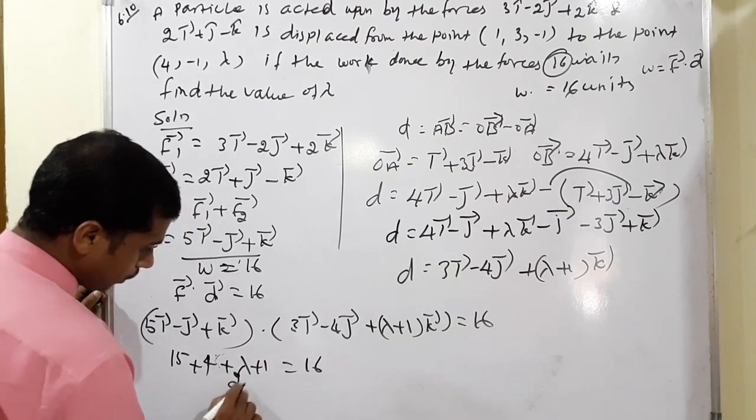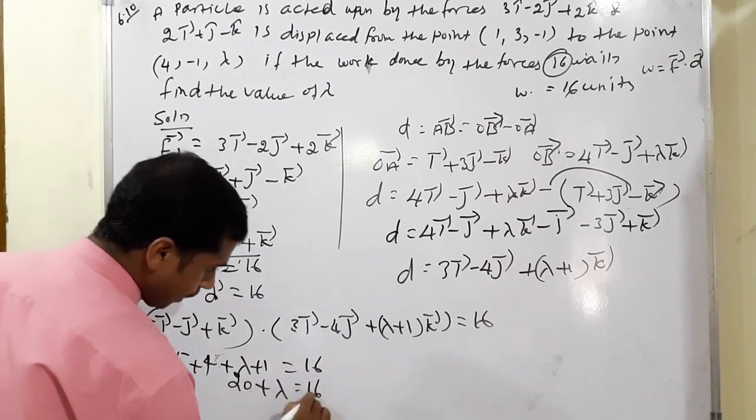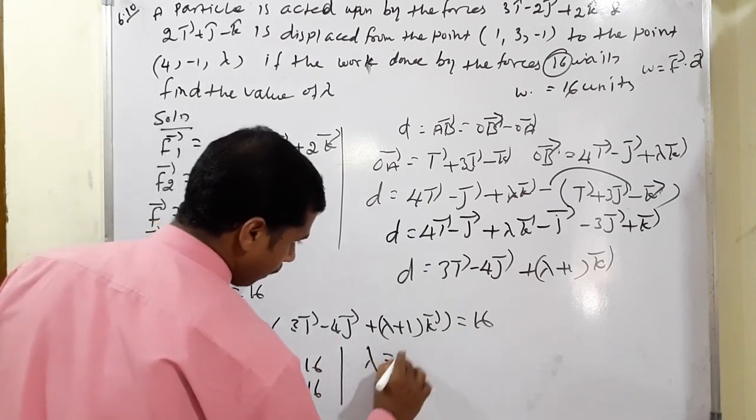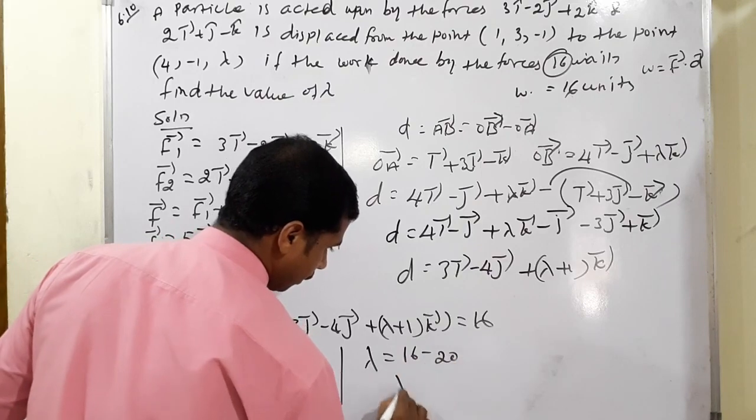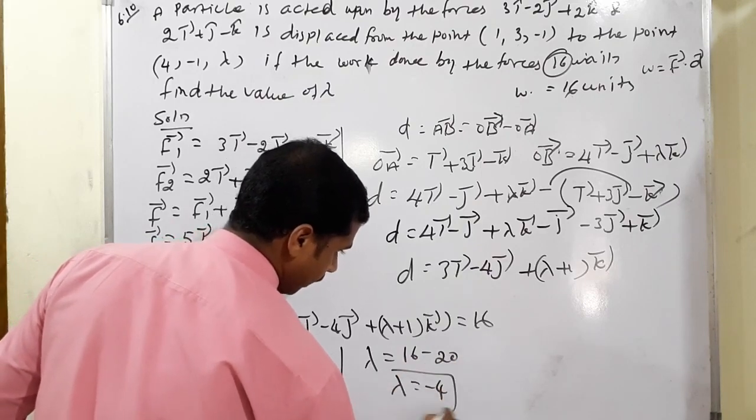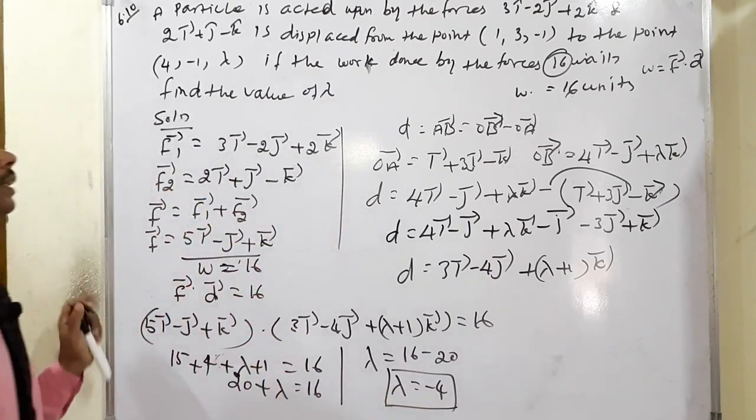19 plus 1 is equal to 20. 20 plus lambda is equal to 16. Therefore, lambda is equal to 16 minus 20. Final answer, lambda is equal to minus 4. This is the answer for example 6.10.